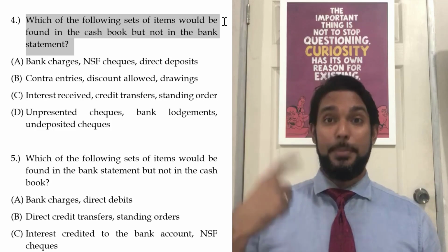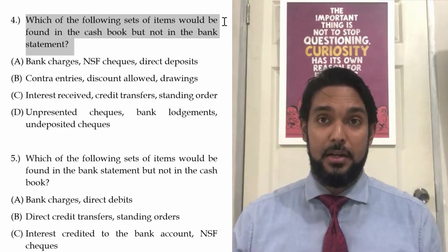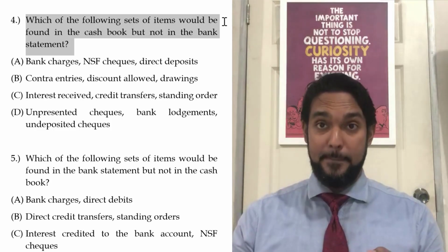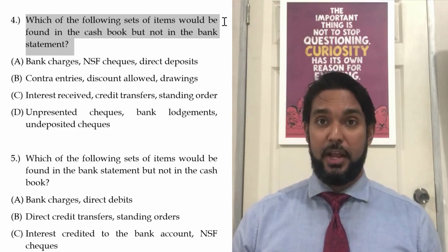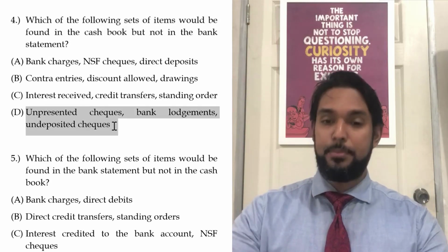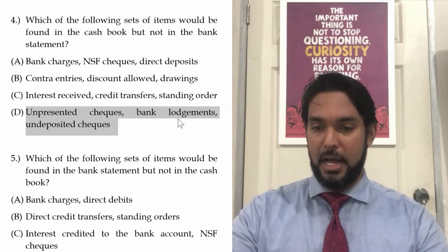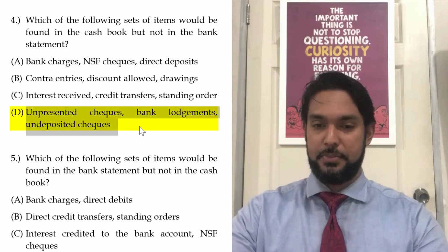And then finally, when we pay somebody a check, if they don't carry it to the bank or they don't present it to the bank, for our bank to pay them, that's called an unpresented check. So let's look for, so that's option D: unpresented checks, bank lodgements, and undeposited checks.